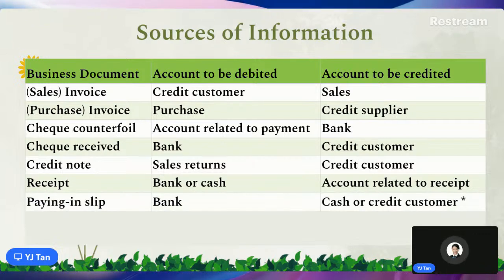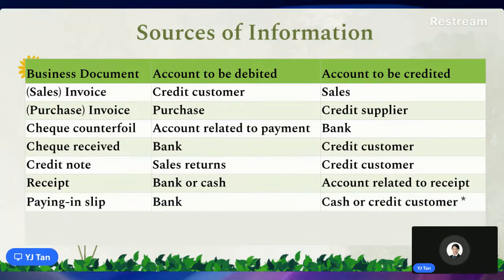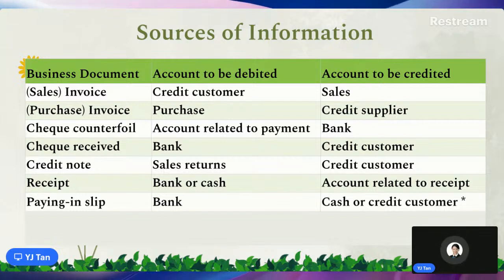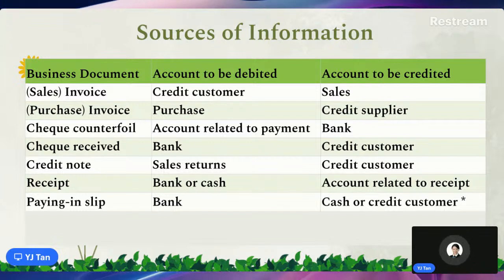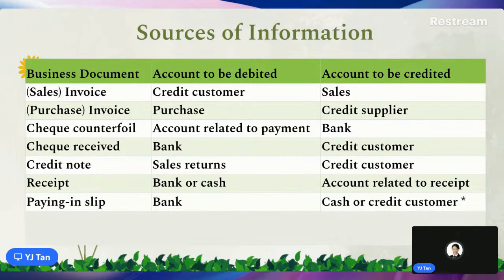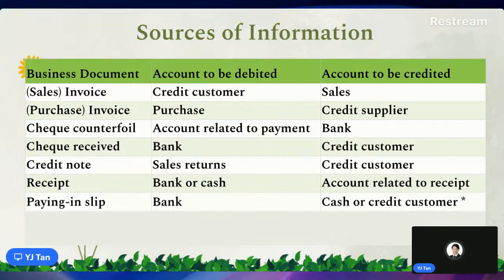The paying in slip. So again, you are paying in to the bank. The money increases, right? So the bank has to be debited. And again, same as just now with the receipt, you have to indicate which customer this money is actually coming from, who paid you this particular money. So you also credit it.